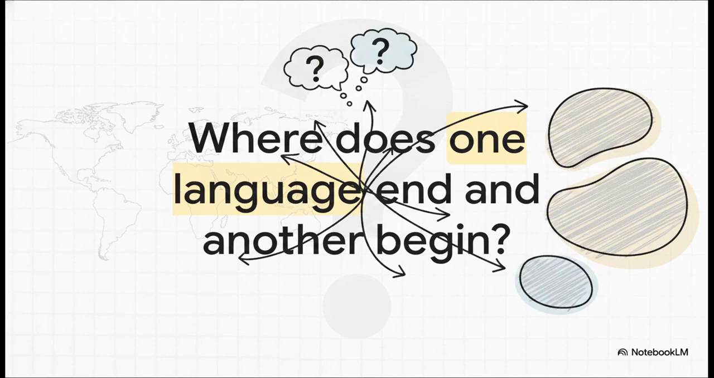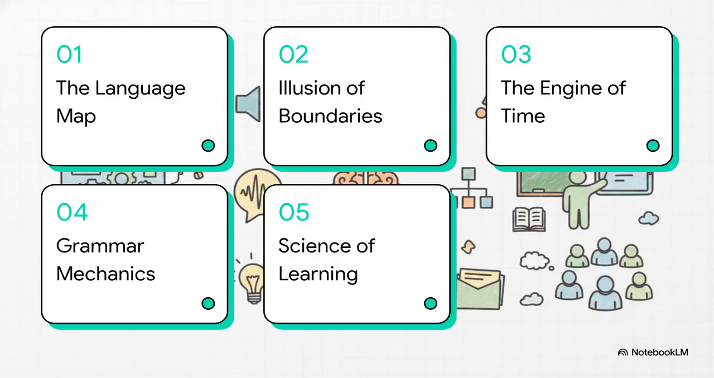To kick things off, I've got a question for you that might just challenge your whole perception of what a language is versus a dialect is. We almost always think of them as having these strict, drawn-on-a-map borders, kind of like countries, right? But as you'll see today, those borders are way, way fuzzier than you might think. Here is our intellectual roadmap for today. We'll start with the language map and the illusion of boundaries. Then we're going to dive into the engine of time and advanced grammar mechanics, before wrapping the whole thing up with the science of learning.